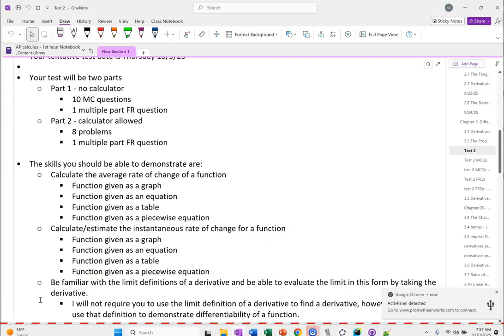So what we're looking at right now is on the OneNote. I have the test 2 format: 10 multiple choice questions and a free response style question on part 1. Part 2 is like 8 problems. A lot of them will be like take the derivative of a function style problems. And then again, 1 free response question. That's the test format. The first part is the no calculator piece. The second part is the calculator piece.